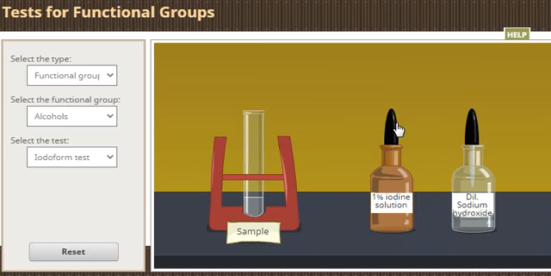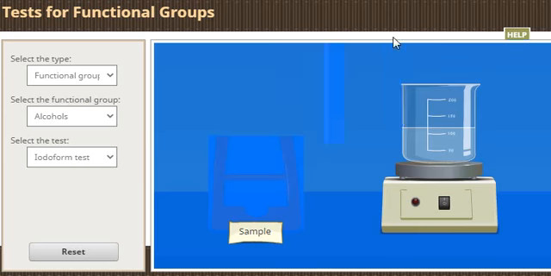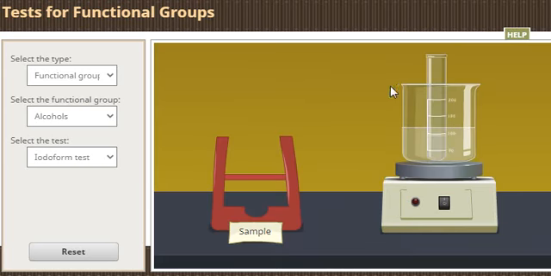Now what happens? First of all, take a dropper of iodine solution and place some drops of the iodine in the sample. Then take another dropper of sodium hydroxide and put a few drops of sodium hydroxide in the sample. Now we have completed the first step. In the next step, take this sample inside the water bath, and heat it for 10 minutes.